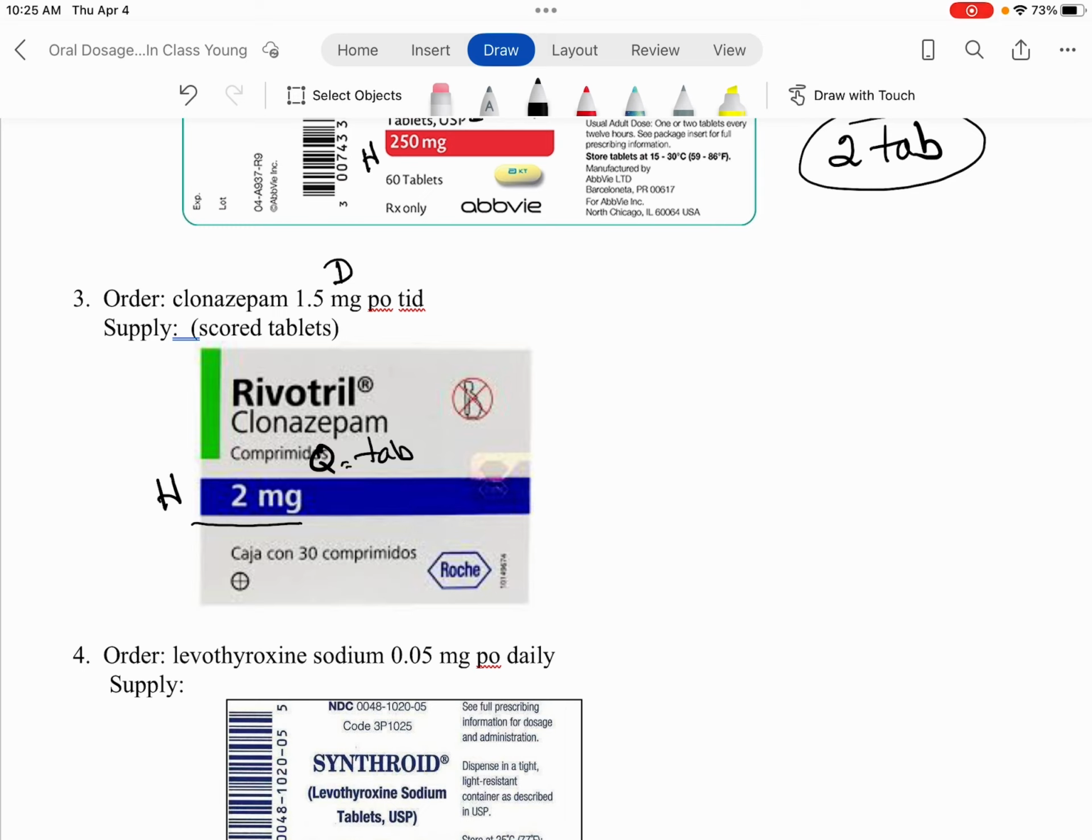All right, so setting it up, desired over have times quantity. So my desired is 1.5 milligrams. My have is my 2 milligrams. And then my quantity, again, is my 1 tablet. So milligrams cancel. Make sure you're always putting your unit of measure here, because if you're not, you may have it ordered in one unit and the supply may be in another. This is just one way to make sure that you catch that you need to convert something. So make sure you're putting your units, because if they don't cancel, then you've got to convert something. Then I'm going to do 1.5 divided by 2.